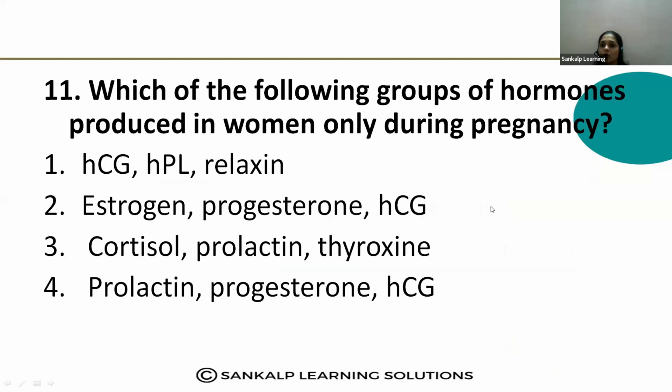Which of the following groups of hormones are produced in women only during the pregnancy? Look at the question. HCG, HPL and relaxin; estrogen, progesterone and HCG; cortisol, prolactin and thyroxine; prolactin, progesterone and HCG. Right, only during the pregnancy. Which hormones are produced only during pregnancy time?